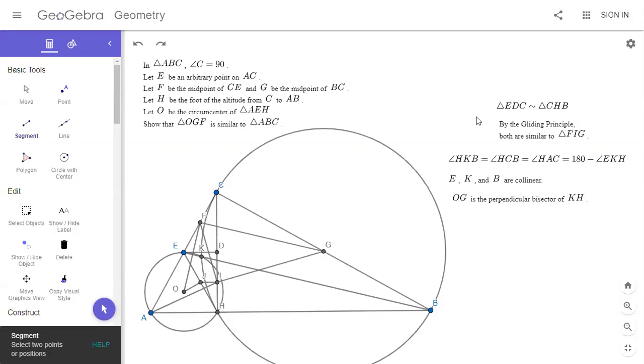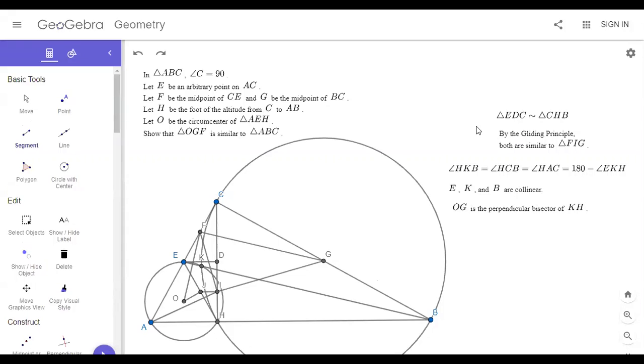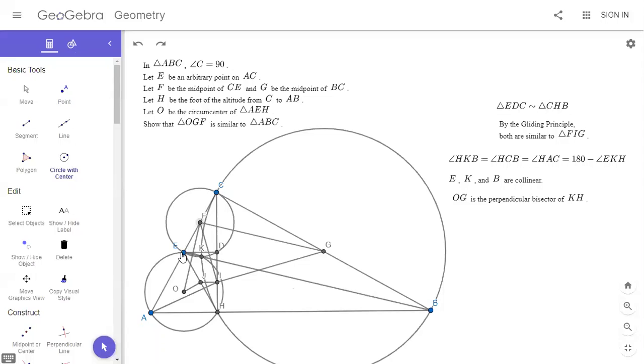Is FI the perpendicular bisector of KD? It looks kind of like it. I mean, let's see, that would mean, I think so. Okay. So F is the circumcenter of EDC. We want to see does K also lie on that.